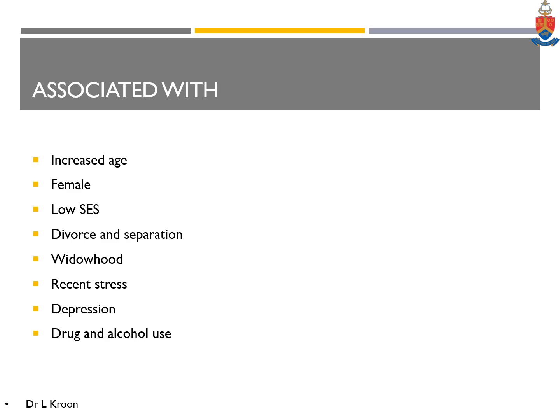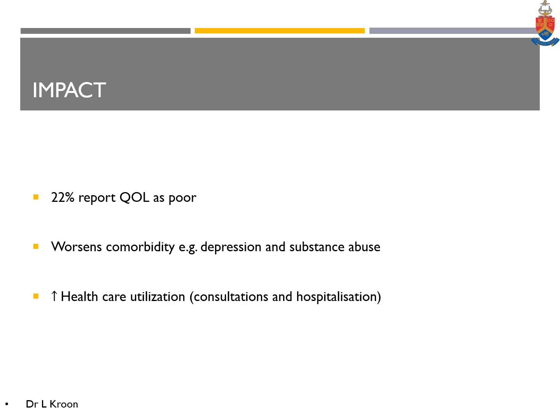So it is associated with a number of factors, like an increase in age, being female, low socioeconomic status, divorce and separation, widowhood, recent stressors, depression, as well as drug and alcohol use. Now, the impact of insomnia is quite significant. They say 22% of people suffering with insomnia report their quality of life as being poor. It worsens comorbidities such as depression and substance abuse. But the other is also true: depression and substance abuse also worsen insomnia. And insomnia is definitely associated with healthcare utilization, an increase in consultations, as well as an increase in hospitalizations.